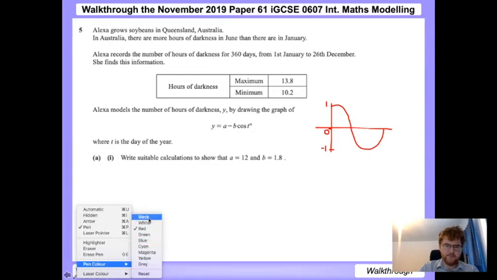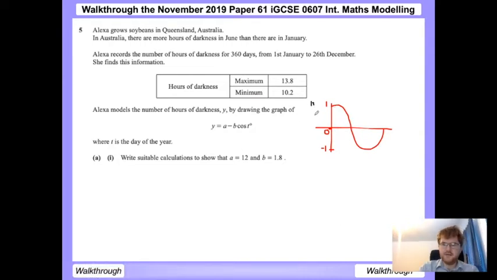let me use a different colour, we've got instead 13.8 and 10.2. So the middle point of this graph is going to be halfway in between. So the way we work out halfway in between, 13.8 plus 10.2 divided by 2. So if we do that on a calculator, okay, of course, use BidMath, of course, that would also help. So 13.8 plus 10.2 divided by 2, and that gives you 12.